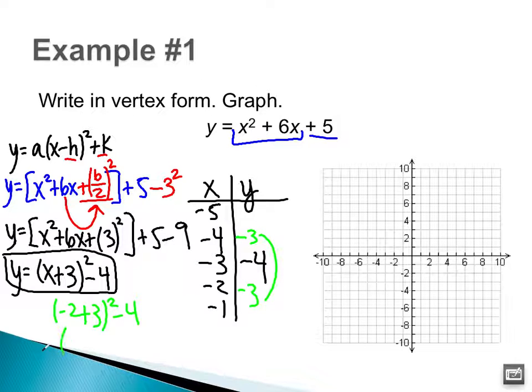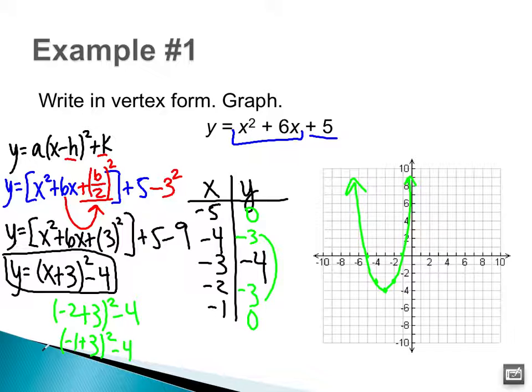Now if I substitute in negative 1, I have negative 1, add 3 squared, subtract 4. So that's 4, subtract 4, which is 0. So here I have 0, 0. Okay, last thing I want to do is graph. So negative 3, negative 4 is here. I have this one here, and here. Connect to make your parabola.